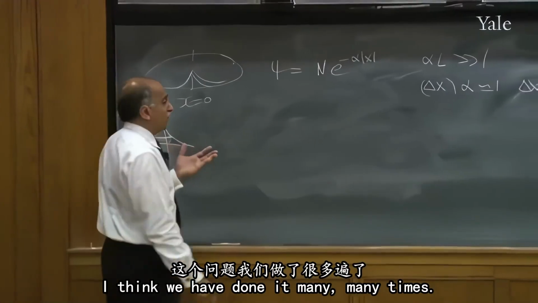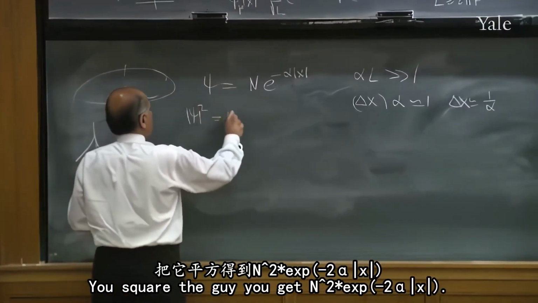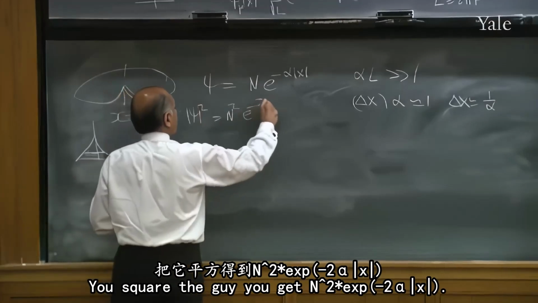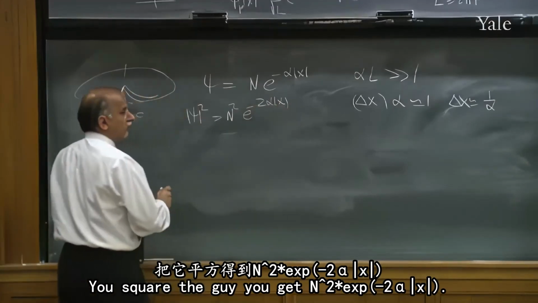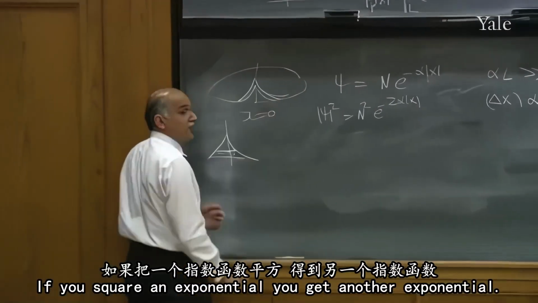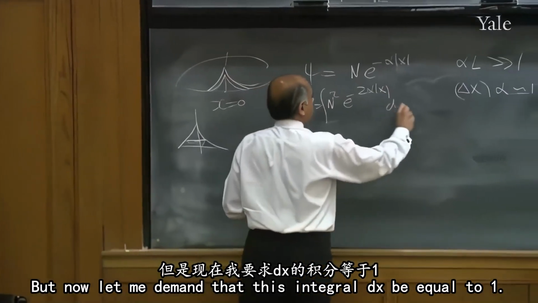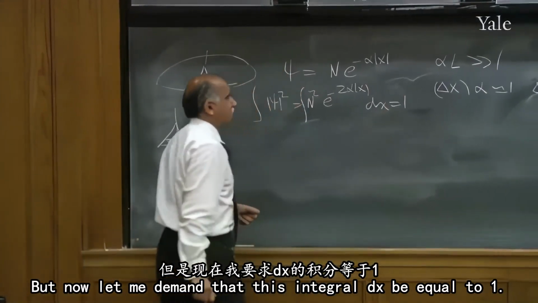I think we have done it many, many times. You square the guy, you get n squared e to the minus 2 alpha mod x. So that's the shape. That shape looks the same. If you square an exponential, you get another exponential. But now let me demand that this integral dx be equal to 1.